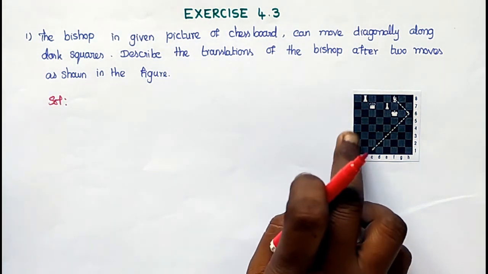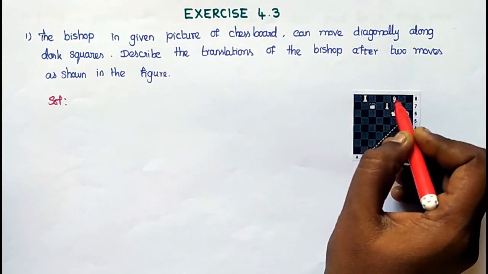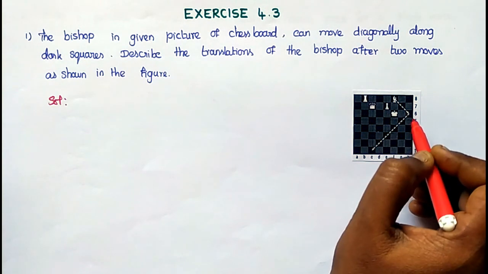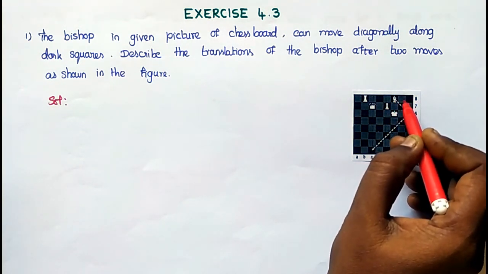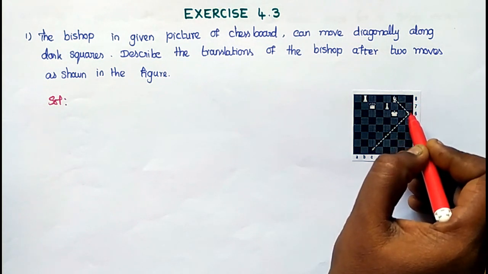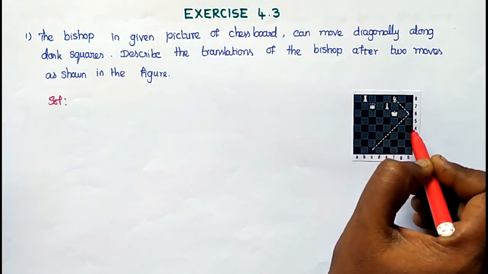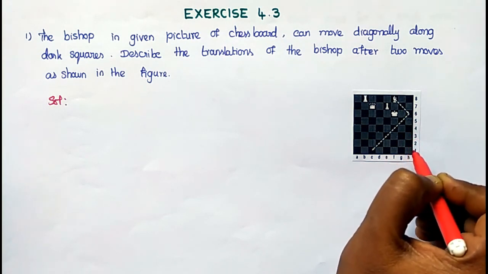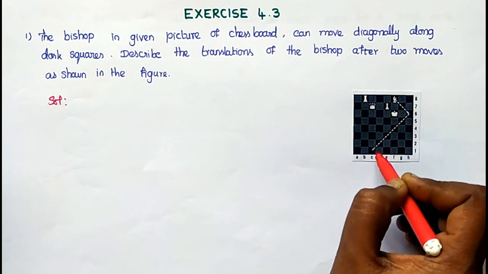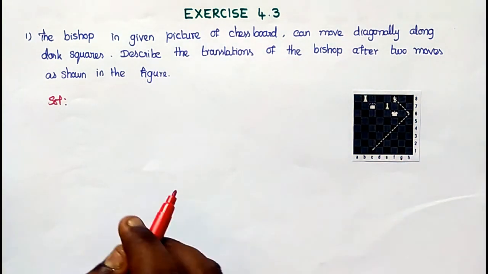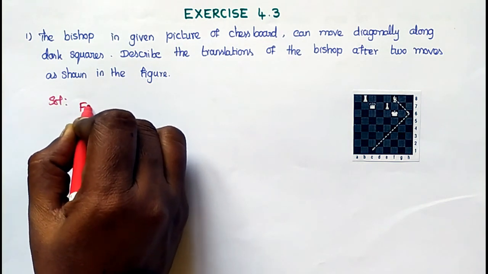Listen, in this picture, they have given the bishop's moves. First, 2 moves right side and 2 moves downwards. That is the first move. Second move: 1, 2, 3, 4, 5, 5 downwards and 1, 2, 3, 4, 5, 5 left side. So, write that down.